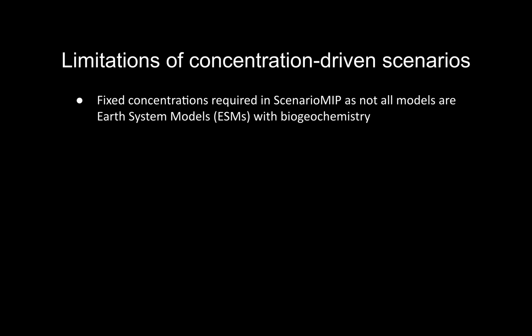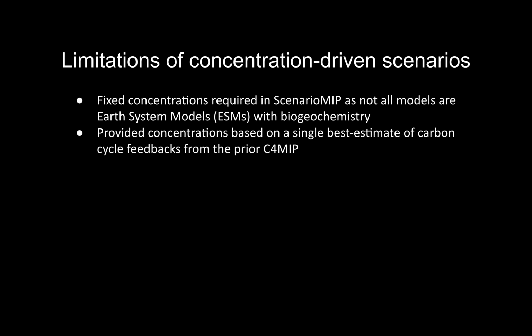Now, the reason why fixed concentration rather than emission scenarios are used in ScenarioMIP is that not all of the models participating in either CMIP5 or CMIP6, for that matter, are Earth system models with biogeochemistry. A distinct subset, about half of the models in CMIP5, for example, don't have a dynamic carbon cycle, and therefore they're not able to directly translate an emission pathway to a concentration pathway within the model.